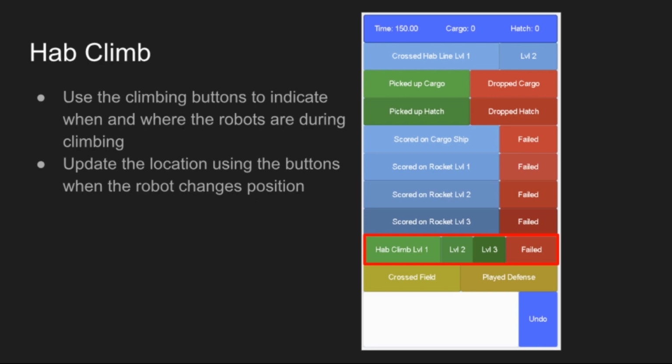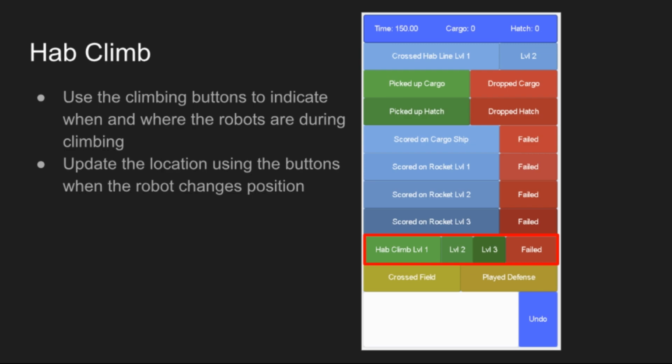So the last part is the hab climb parts. So at the end of the game, if they start to try to climb up to the hab, right, you're going to use these buttons to indicate what they're doing. So how this is going to work is, for example, let's say I'm a robot, and let's say this line is where hab level 1 is, and hab level 2 is over there, right? Currently no one's clicked anything. Once I enter onto hab level 1, you're going to click on hab level 1. If I then climb up to hab level 2, then you're going to click on hab level 2. You click the button whenever the robot changes location.